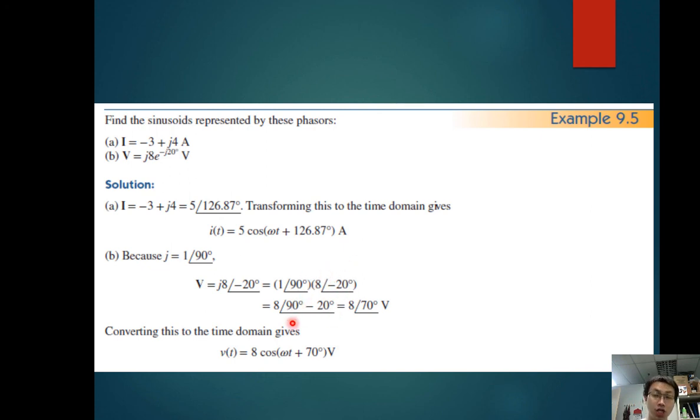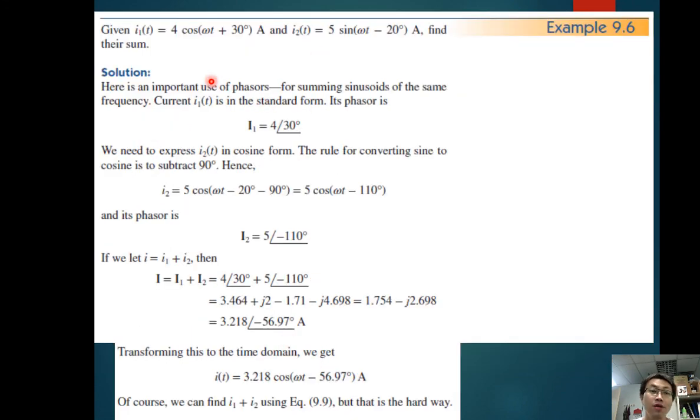Then I do the multiplication. So 1 times 8 is 8, and 90 minus 20 becomes like this. And then I change it to the time domain. So I copy 8. I copy the angle into cos. I copy plus 70 degrees. Then I add omega t. So given this, it is a direct application in our electric circuit.